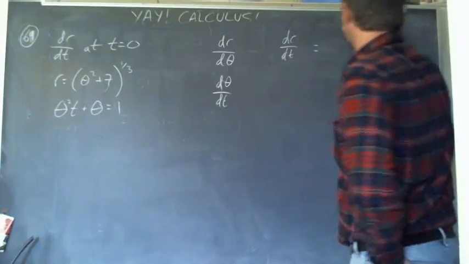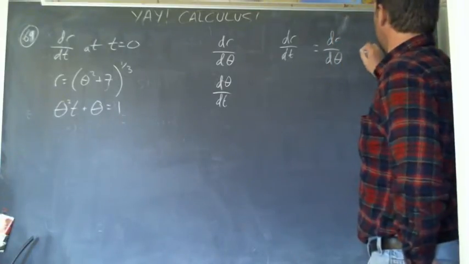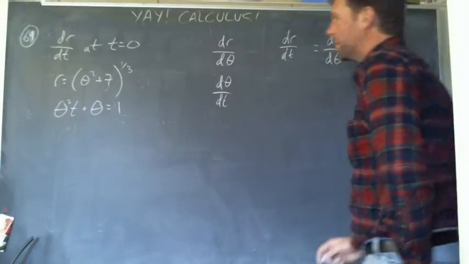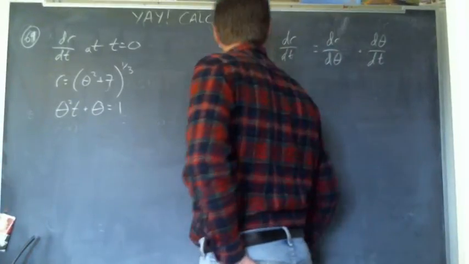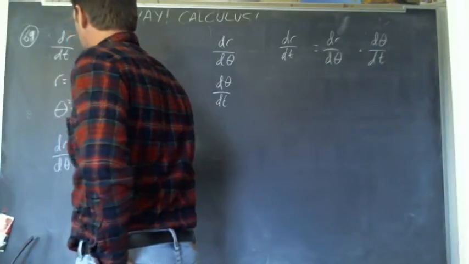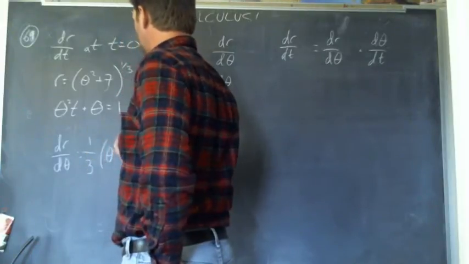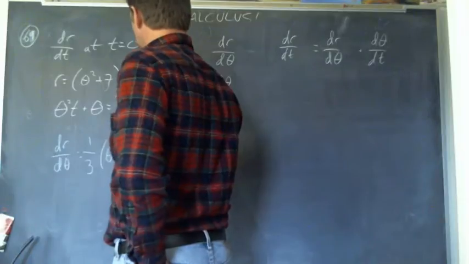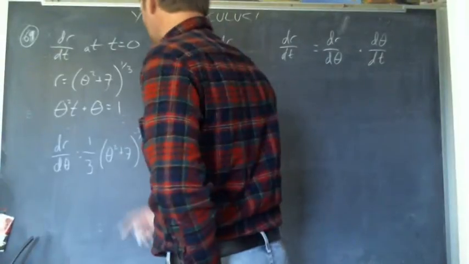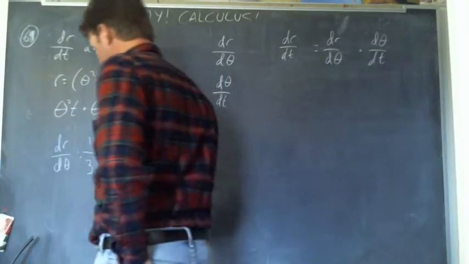is going to equal dr/d theta times d theta/dt. And so let's find out these derivatives here. dr/d theta is going to equal 1/3 of (theta squared plus 7) to the negative 2/3 times 2 theta. And we'll implicitly differentiate this here, theta with respect to t.